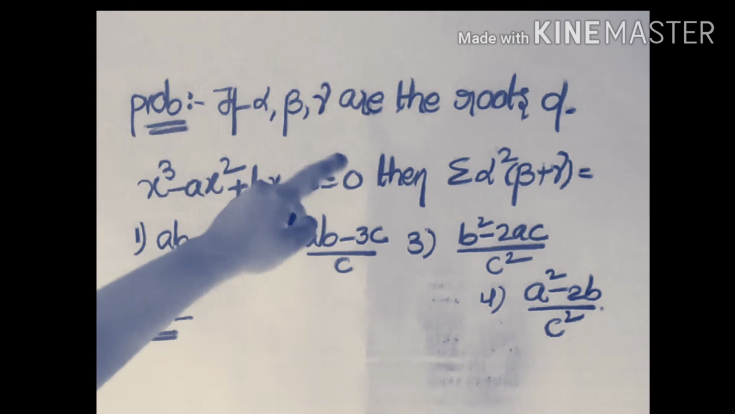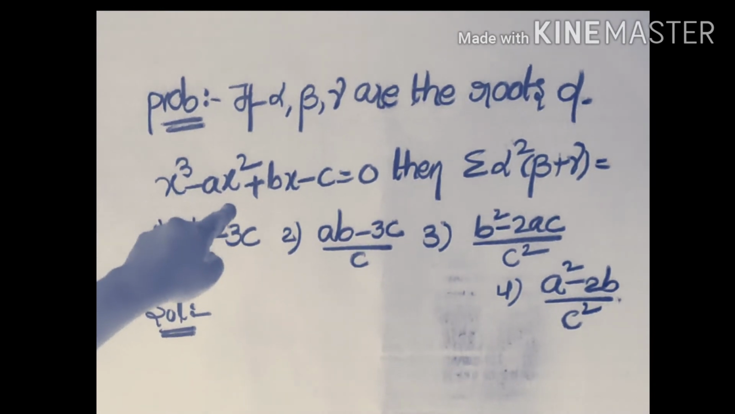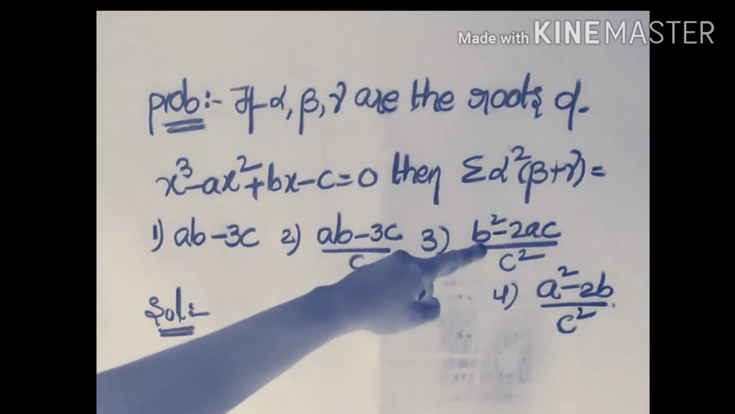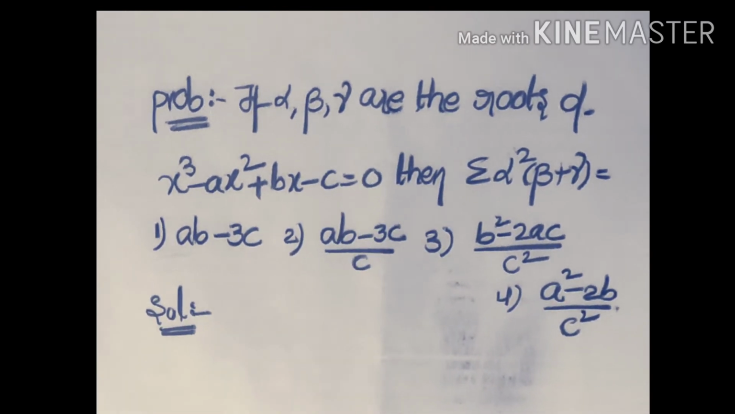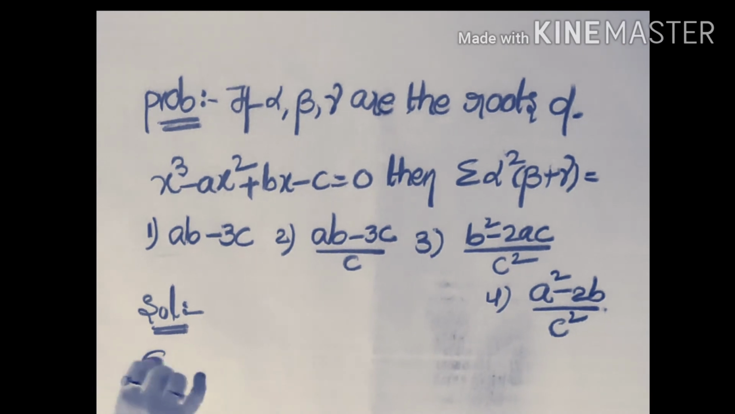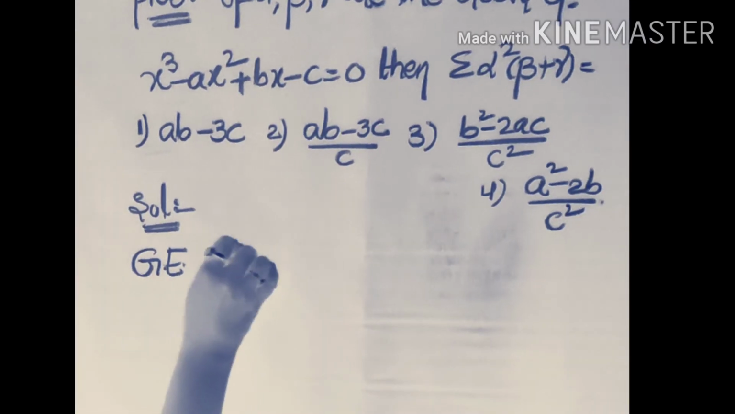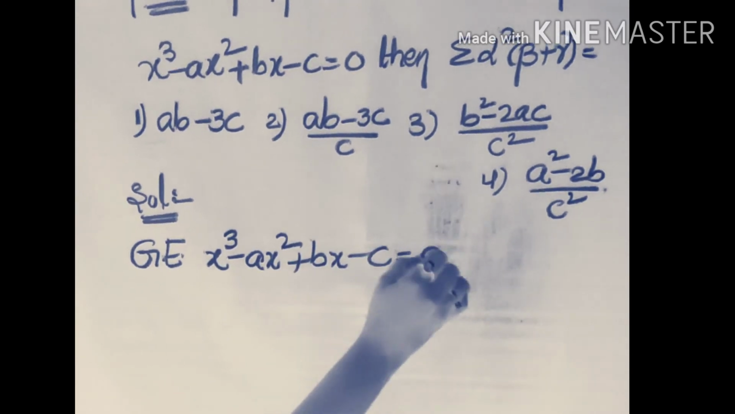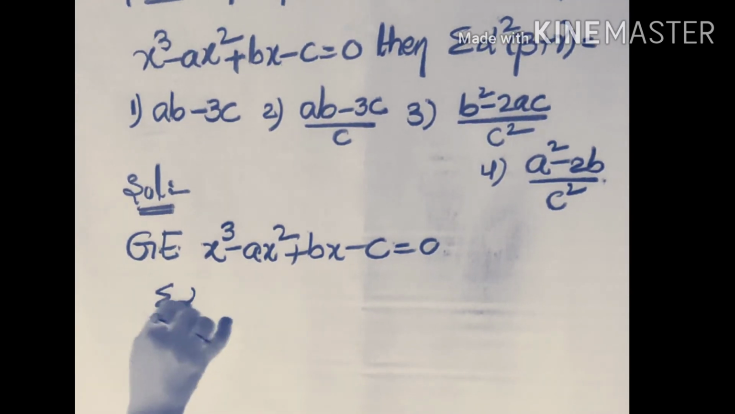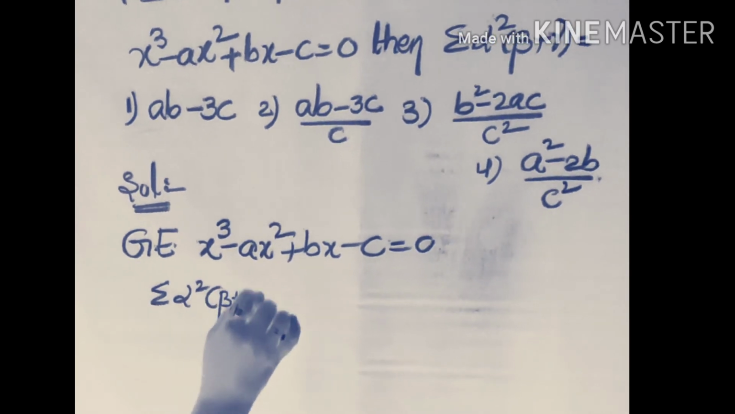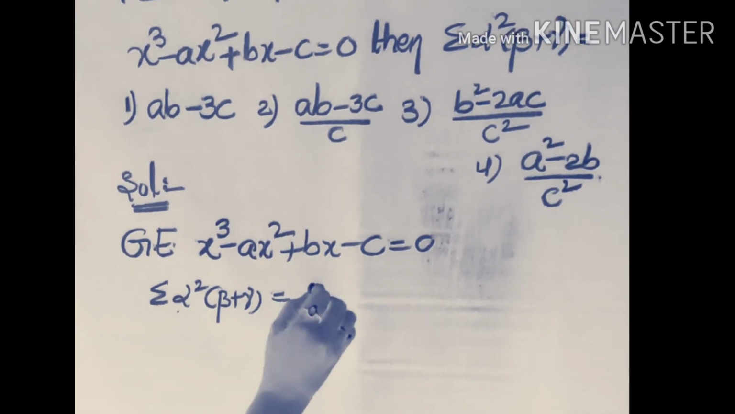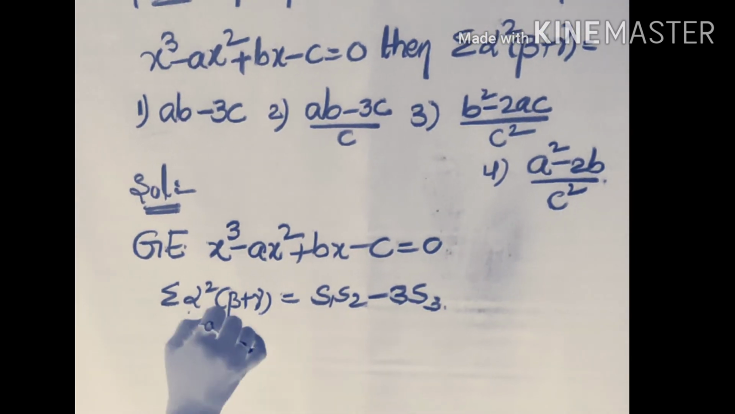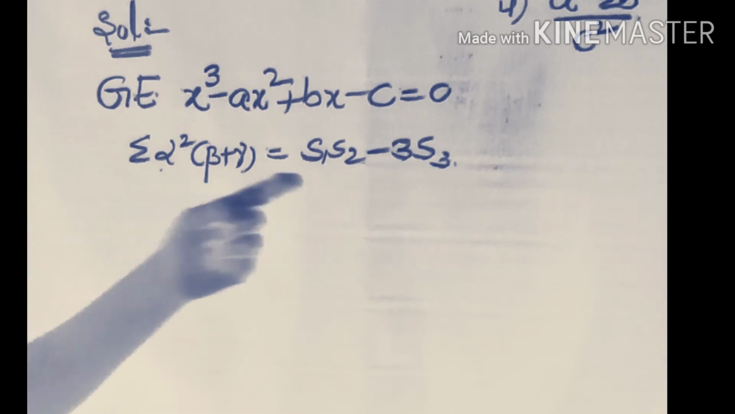If alpha, beta, gamma are the roots of the equation x cube minus a x square plus b x minus c is equal to 0, then sigma alpha square into (beta plus gamma). What is that value? We want to find that value. So first we are taking the given equation. Given equation is x cube minus a x square plus b x minus c is equal to 0. Now we want the value of sigma alpha square into (beta plus gamma). Now the formula for this term is equal to S1 S2 minus 3 S3.